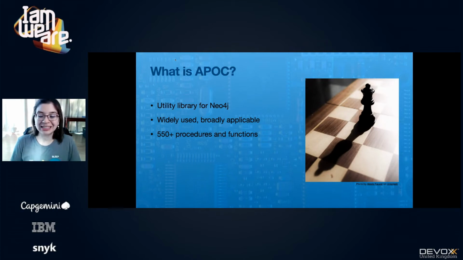And I like to think of APOC as kind of the queen on the chessboard. So it can pretty much go anywhere, do anything, and maneuver in and around things and take care of business that's needed. And that's basically what APOC is to Neo4j. Really super handy. If you haven't used APOC before, and you're familiar with some Neo4j, definitely check that out.